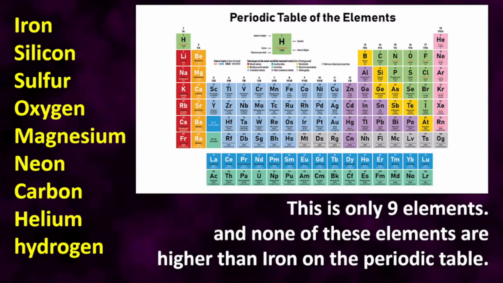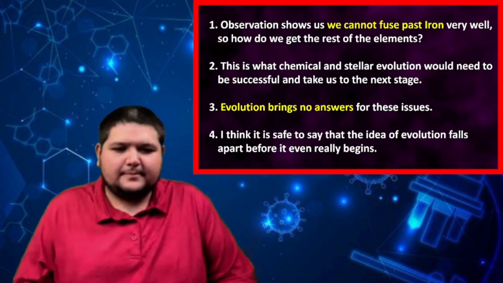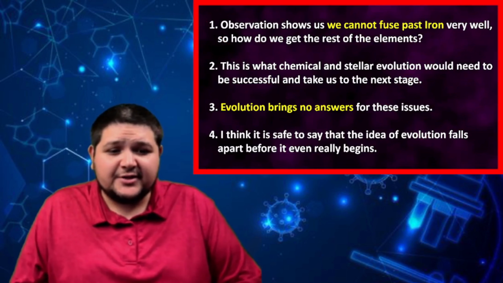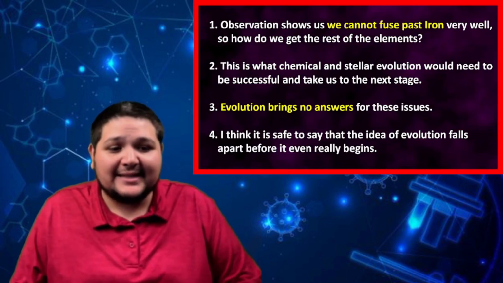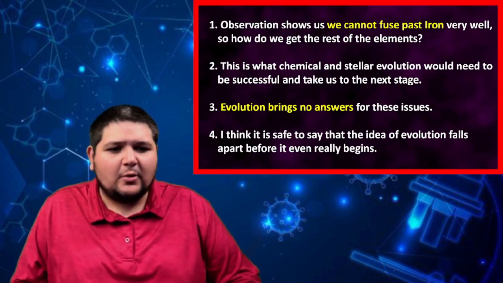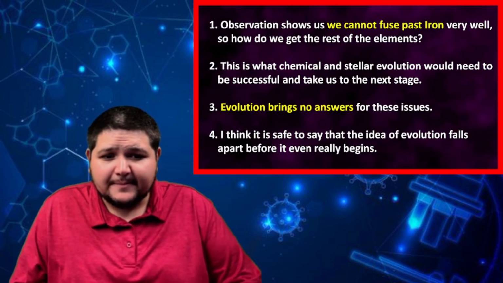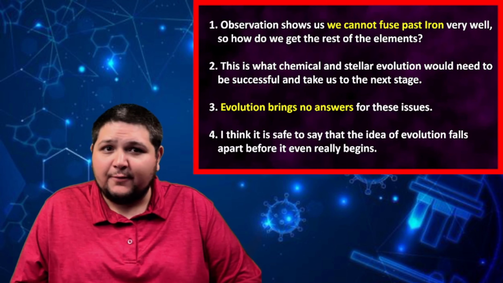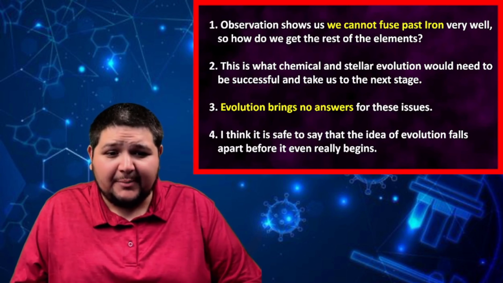This is only 9 of the elements on the periodic table. And none of these elements are higher than iron, as you can see from the circles. So, the reason I bring that up is because basic observations show us we cannot fuse past iron very well. So how do we get all of these elements? This is what chemical and stellar evolution would need to be successful at to take us to the next stage. Evolution brings no answers for these issues. It only creates more problems.